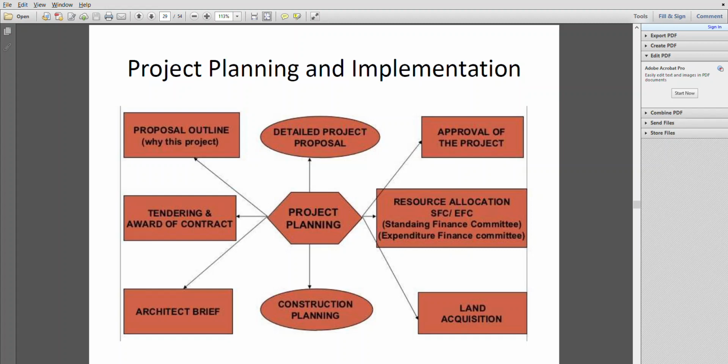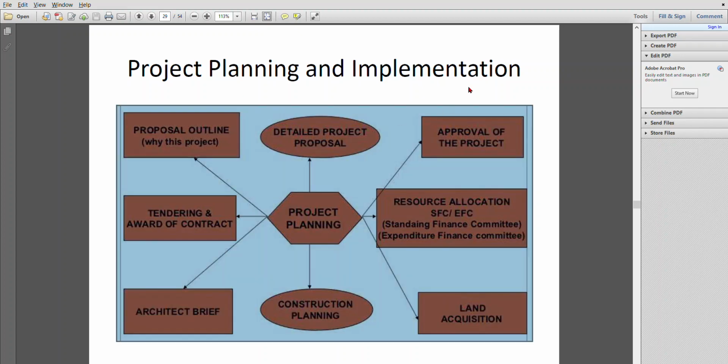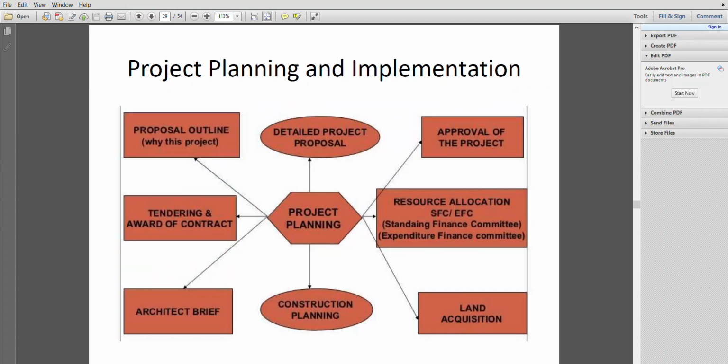In this video, we will discuss the various steps involved during the process of project planning and its implementation. So, project planning. Project planning comprises steps such as project outline, why is this project, detailed project proposal, approval of the project, which is further followed by resource allocation, financial planning, tendering and award of contract, land acquisition, architect's brief, and finally constructing the planned proposal.